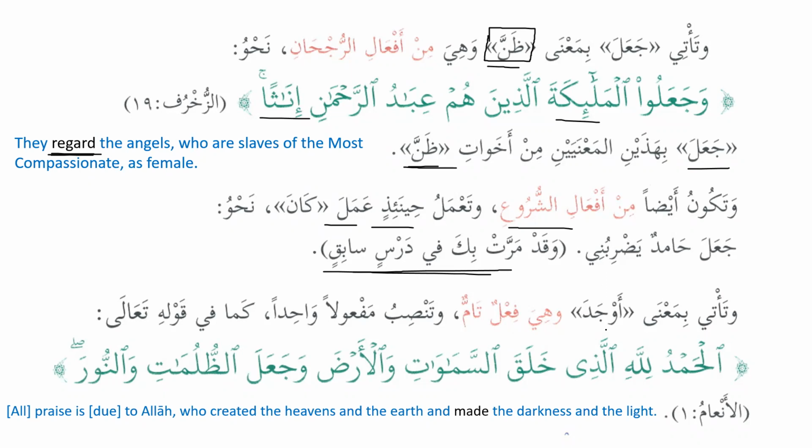وتأتي بمعنى أوجد, and it gives the meaning of to create something, creating. وهي فعل تام, and now here it is a فعل تام, يعني it is a complete verb. وتنصب مفعولا واحدا, and we can see over here that it gives object only to one مفعول. كما في قوله تعالى الحمد لله الذي خلق السماوات والأرض وجعل الظلمات والنور. So as we can see over here الأرض, and similarly جعل الظلمات والنور. So here it's easier. خلق السماوات والأرض will be considered as one object, and والظلمات والنور also will be considered as one object because they are connected with waw.